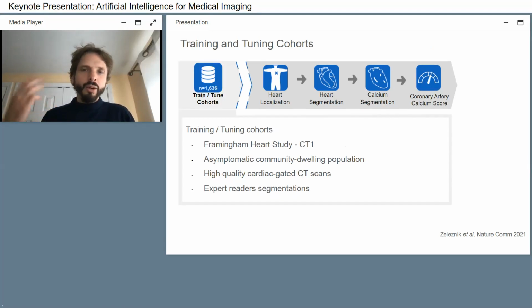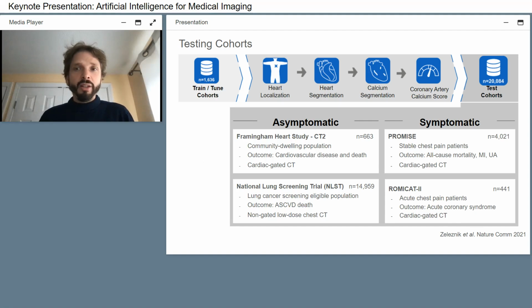So we had the Framingham Heart Study, which is high-quality CT data for training. And we had cardiovascular radiologists providing the ground truth for all of these, and then we used that to train the algorithm. Then we used over 20,000 individuals from various cohorts, asymptomatic and symptomatic, to validate our algorithm. We had the Framingham Heart Study, but the second screening round, which was performed a couple of years later. We used the NLST, the National Lung Screening Trial data, for validation, as well as 2 symptomatic cohorts of patients with stable and acute chest pain.